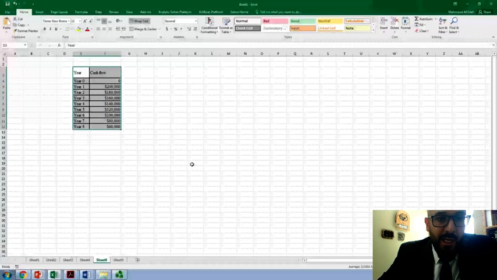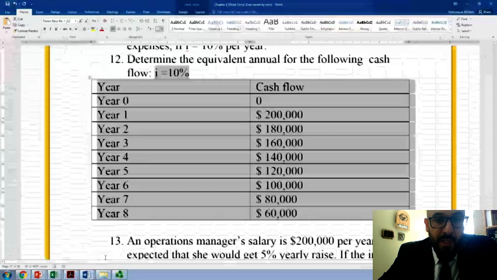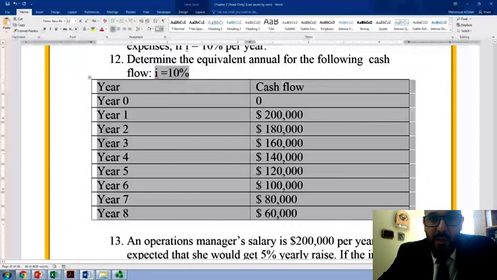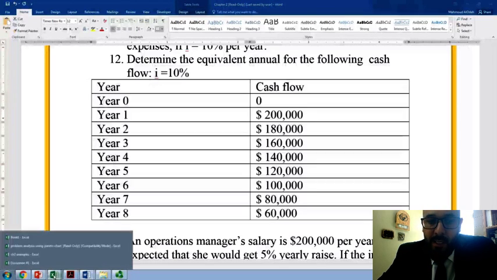Now we need to analyze the question. What is needed from this question? The question is asking about the annual equivalency. So what do you think we need here? Do we need P? Do we need F or A? Since it is the annual equivalency, or the equivalent annual, this is what is called the notation A. And A can be found by using the PMT function in Excel.